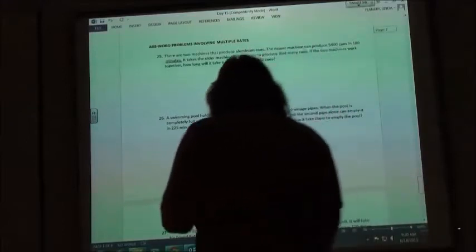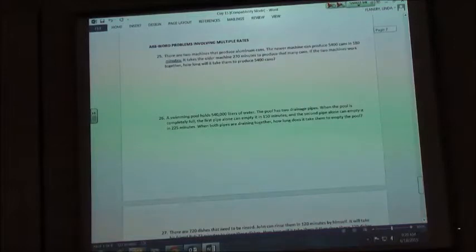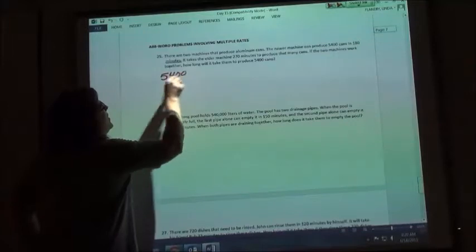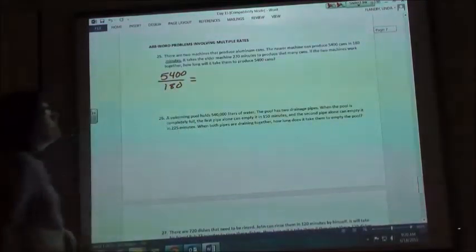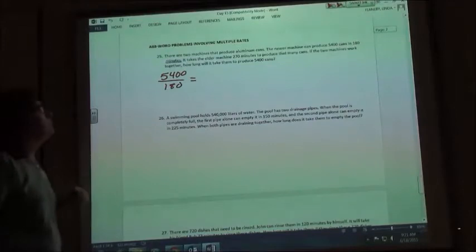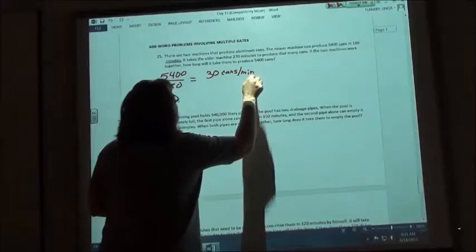Word problem involving multiple rates. There are a couple different ways you could do this problem. On the ALEX program, they're just going to find the rate of each machine separately and then add those rates together. So it says if there's 2 machines that produce aluminum cans, the newer machine can produce 5,400 cans in 180 minutes. So if we take the 5,400 and divide it by 180, we would get 30. So the first one does 30 cans per minute.